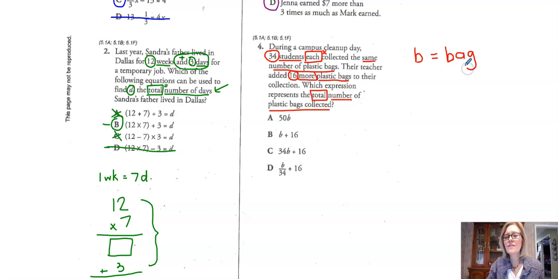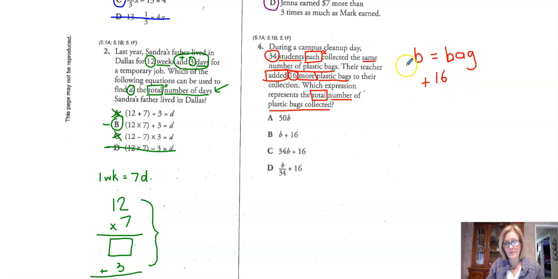Each and every one of those students collected the same number. Each is an indicator, especially if it's up in the problem and not in the question, that we're multiplying because everybody has the exact same thing. So it would be B, B, B, B, B. If our bags were B, everybody has B bags, right? And the teacher has added, they even gave us that word, added 16. So I know automatically I'm going to need a plus 16.